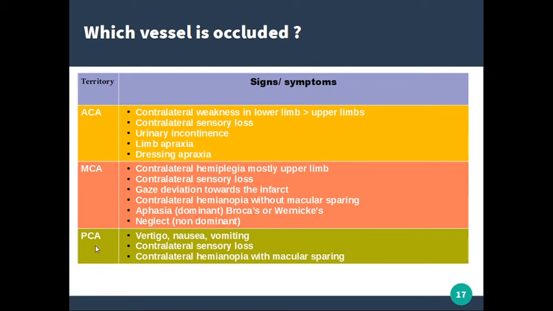The posterior artery will give us vertigo, nausea, vomiting. Signs of posterior occlusion: contralateral sensory loss, and a contralateral hemianopia with macular sparing. It is important that in the posterior circulation we get macular sparing.